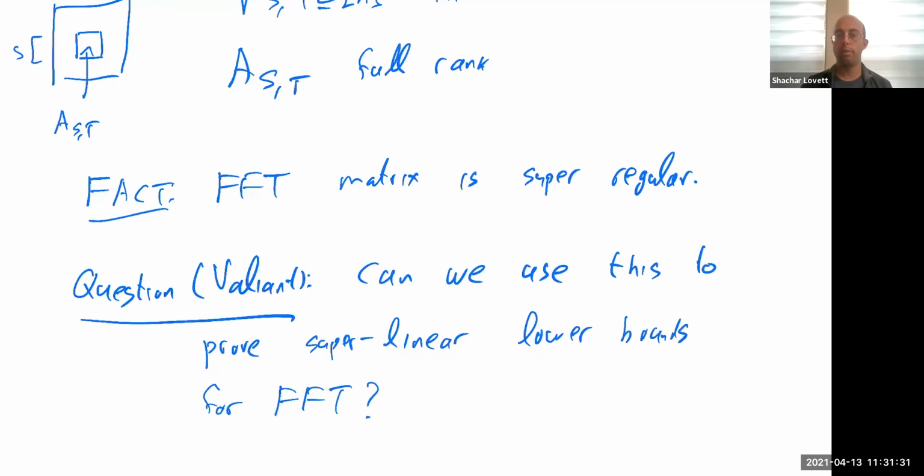So is the question clear? From now on, we're going to forget about FFT. We're just going to think about this specific property that we identified about FFT matrices, being super regular, and ask, is this property strong enough to prove a superlinear lower bound? So the first step is to ask, what can we say about the structure of an arithmetic circuit that computes a super regular matrix? That's the first thing we're going to try to identify.